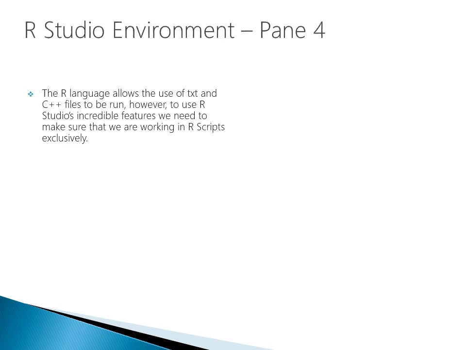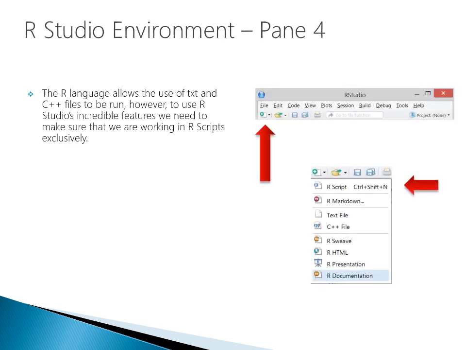As I had mentioned before, the R language allows the use of text and C++ files to be run. However, to use RStudio's incredible feature set, we need to make sure that we're working in R scripts exclusively. So whenever you go in underneath the File menu, we have that little icon that has the paper with a plus sign. Go ahead and select on that, and then select on your R script.